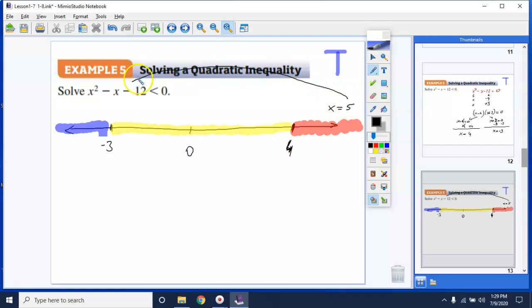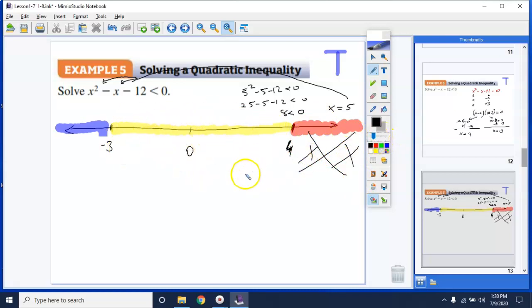Let's see what we get. Put that 5 here. So it should look like this, right? 5 squared minus 5 minus 12, is it less than 0? 5 squared is 25 minus 5 minus 12. This part should be 20 minus 12, 8, less than 0. Is this right or wrong? So as you see, that's wrong. 8 is not less than 0. So this side cannot be my solution. So this red side didn't work out.